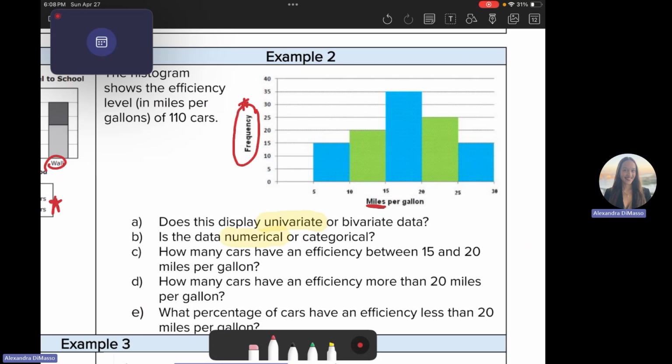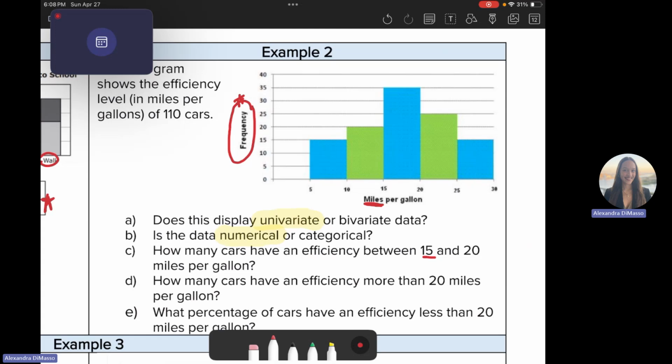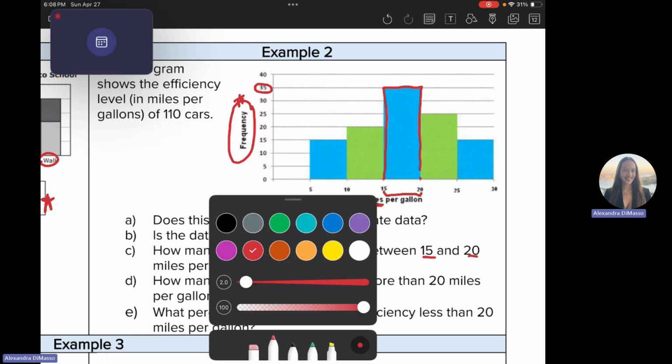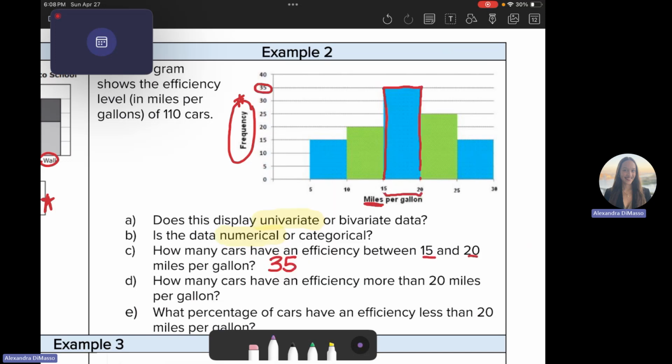So the next part says, how many cars have an efficiency between 15 and 20 miles per gallon? So this is my range between 15 and 20. All I do is I come between here, right? So this is my part of the histogram. I come all the way up to the top, and if I look over, I see frequency right there. It's at 35. So 35 cars have an efficiency between 15 and 20 miles per gallon. So easy, right? Almost too easy. You're like, Damaso, this is too simple.